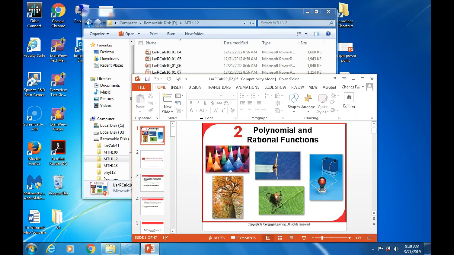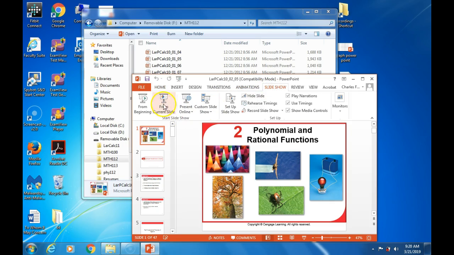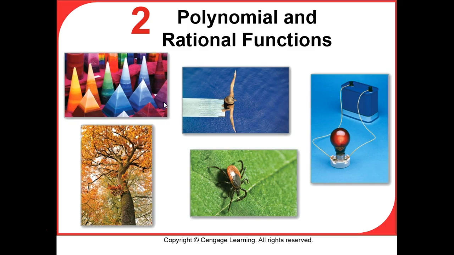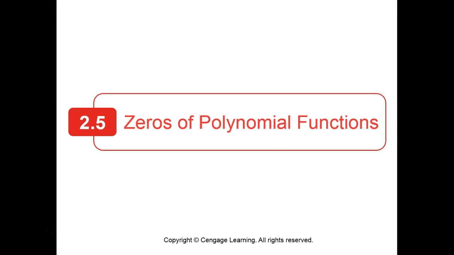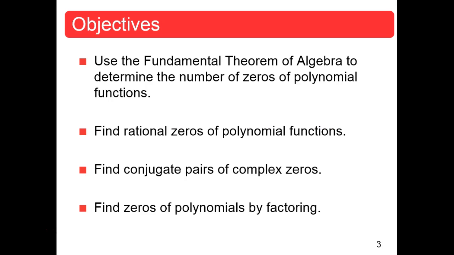Okay, so let's go to current slide. We're rapidly coming to the end of chapter 2. Not quite there yet, but we're still in chapter 2, polynomial and rational functions. We're still in the polynomial part. This is the last section of the polynomial part. We're going to do zeros of polynomial functions. Remember, way back, I think in section 2, one of the most important things that you can do with polynomials is find the zeros.